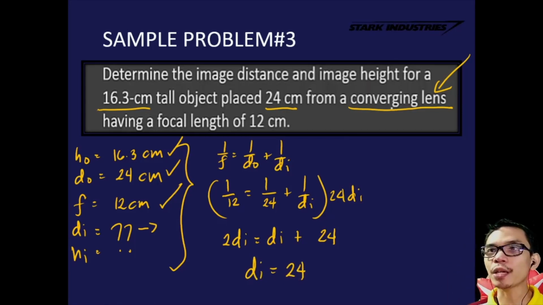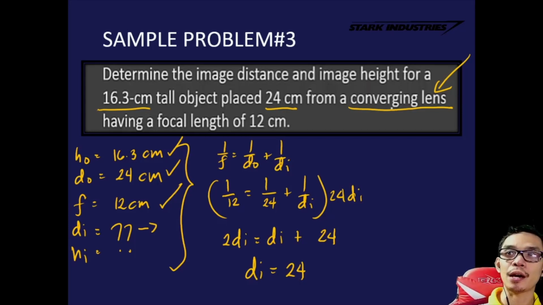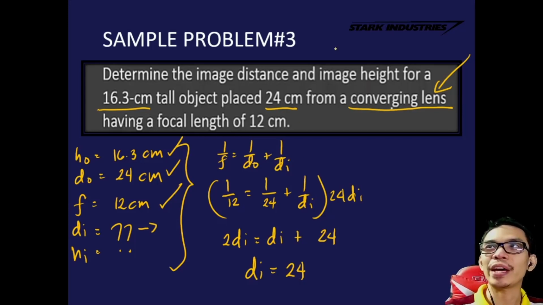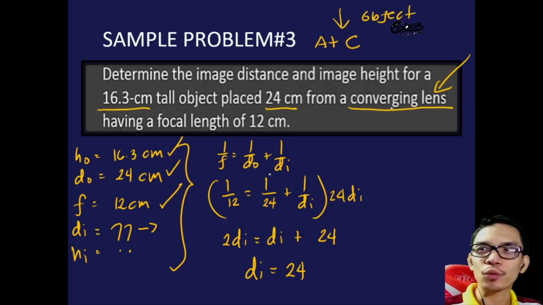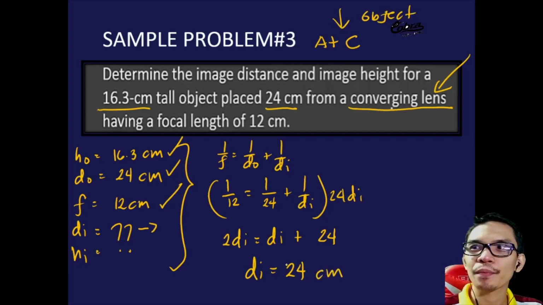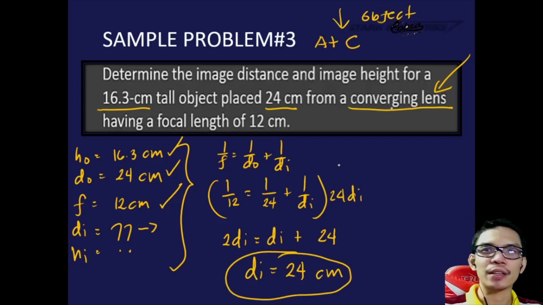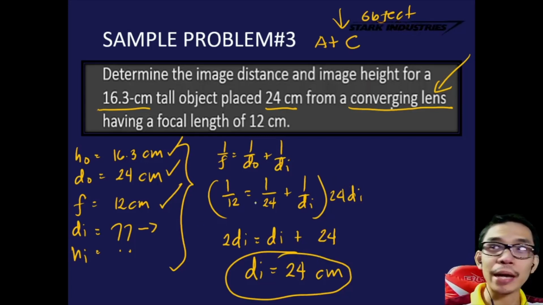So probably the object was placed at C. The object was at C, so 24 centimeters. There you have it. Now let's go to the height of the image.